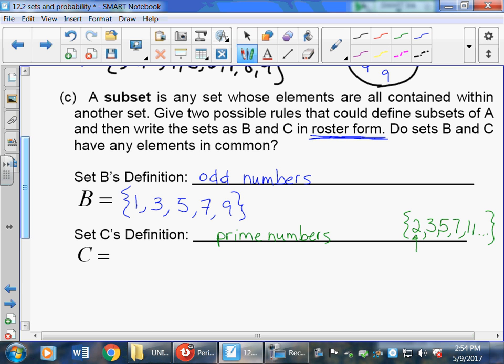So based upon our original set A, 1 is not a prime number, 2 is a prime number, 3 is a prime number, 5 is a prime number, 7 is a prime number, and like I just said, you skip 9.